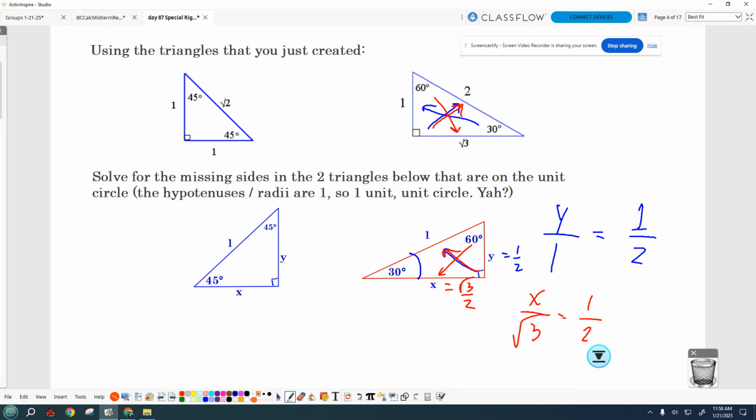This is the unit circle, so the hypotenuse is 1. If I stretched it and made it 10 units long, that means it's 10 times bigger everywhere.